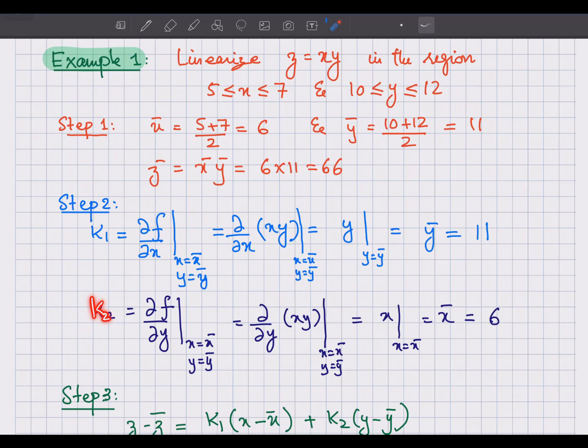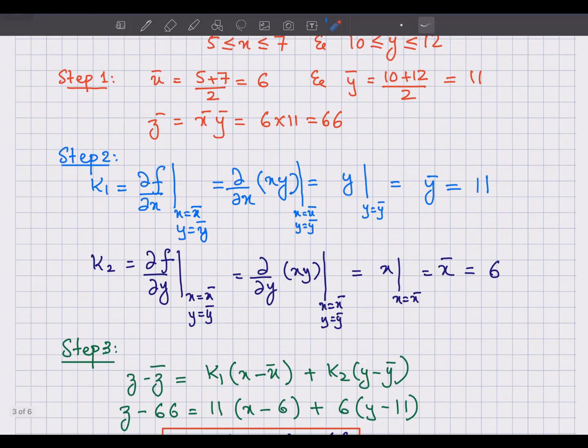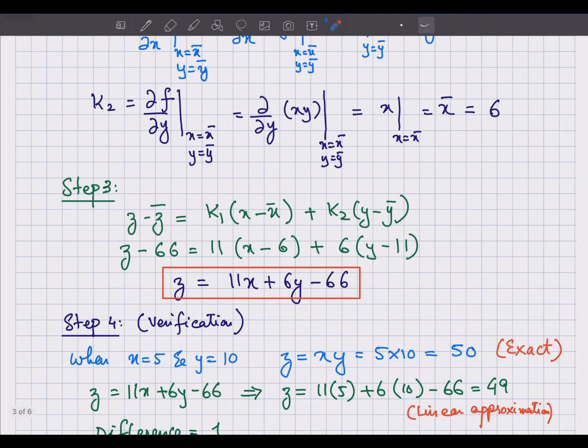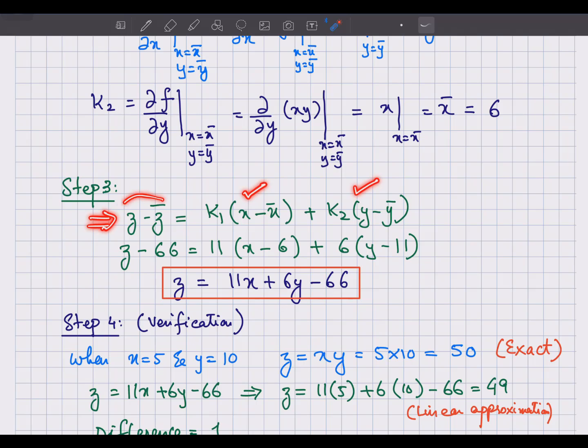Then evaluating k2, the partial derivative of the function with respect to the second variable, and that is x over here, at the selected operating point. So simplifying that one, we are going to get k2 equal to 6. So the linearized version of this function is this one: z minus z bar is equal to k1 times (x minus x bar) plus k2 times (y minus y bar). This is our output, and these are the two variables of the function, right? So this is the linear equation.